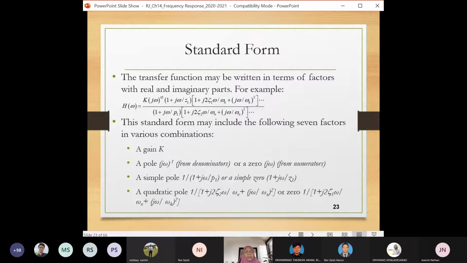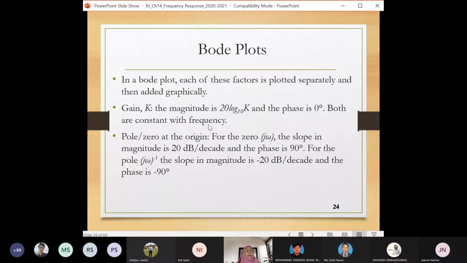Okay, and normally poles are present in the bottom of the transfer function. And this is the expression written as a mathematical equation. We can always evaluate it graphically also. In a Bode plot, each of these factors is plotted separately and then added graphically. The gain K, the magnitude is 20 log10 of K, and the phase is 0 degrees. Both are constant with frequency. Okay, the K is constant.